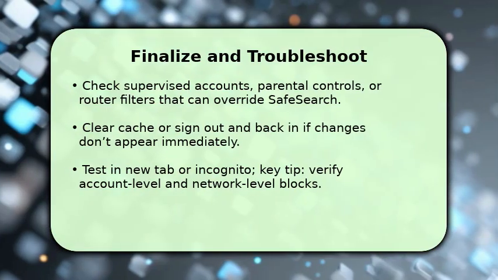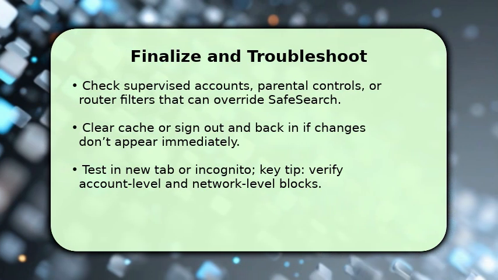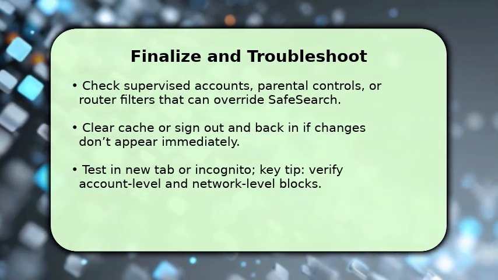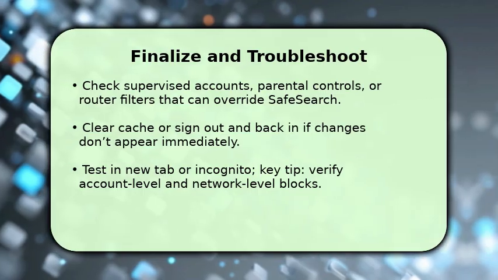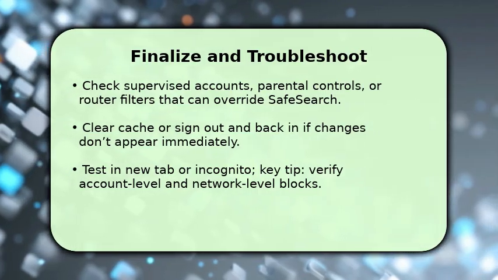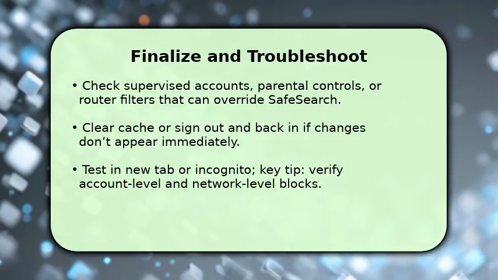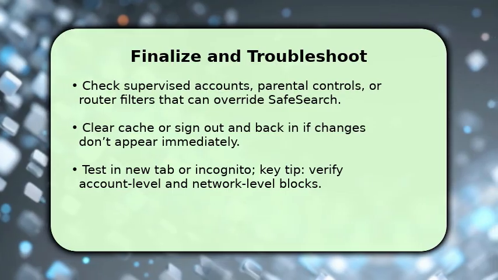You finish by confirming nothing else forces Safe Search back on. Check Family Link, Supervised Accounts, Chrome Supervised Users, or Router and DNS filters because these override your setting. If results still seem filtered, clear cache and cookies, sign out and sign back in, or try a private window to rule out profile issues.